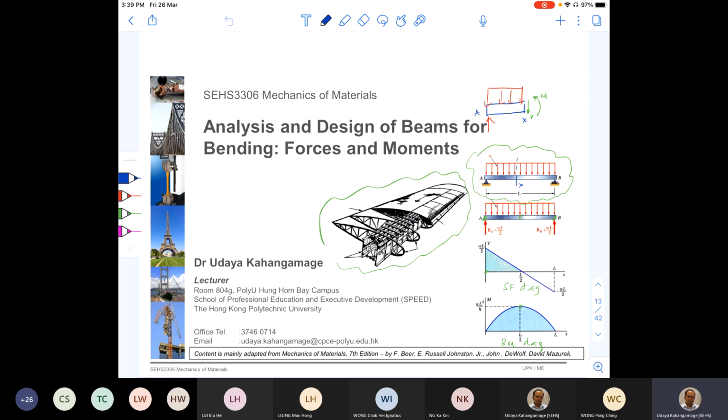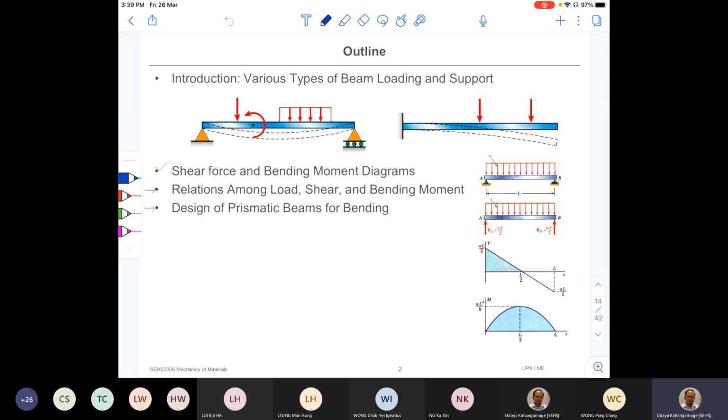So if I just show you the outline that I have used last week. So this is the second slide, okay, in my lecture note. First I introduced you to different types of beams. So we learned about simply supported beams, cantilever beam, and then overhang beams, and also different types of loading, concentrated loads and distributed loads, right?